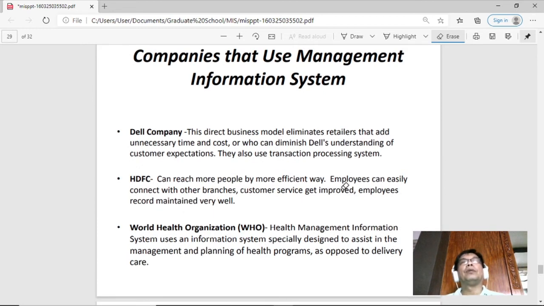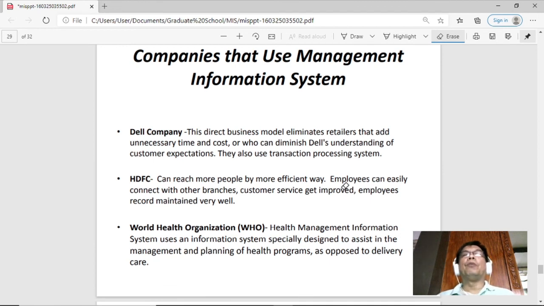Here are some examples of companies that use management information systems. I think now, more or less, a lot of companies are using MIS, but some maybe are more comprehensive, some are using a complete system, but others are not. So one is Dell Company. This direct business model eliminates retailers that add unnecessary time and cost or who can diminish Dell's understanding of customer expectation. They also use a transaction processing system.